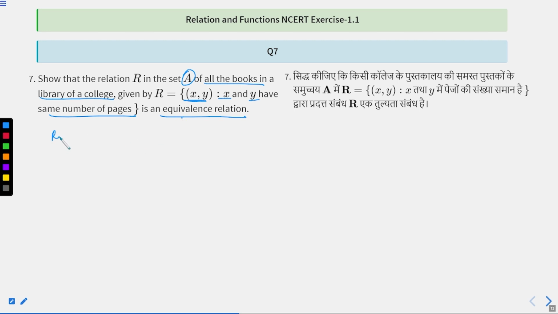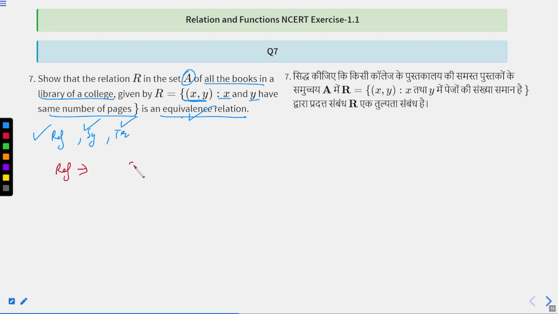To prove whether it is equivalence or not, we need to show that it satisfies reflexive, symmetric, transitive. If it satisfies all of these relation types, then it is equivalence. If it fails to satisfy any one of them, then it is not equivalence. So let's check.